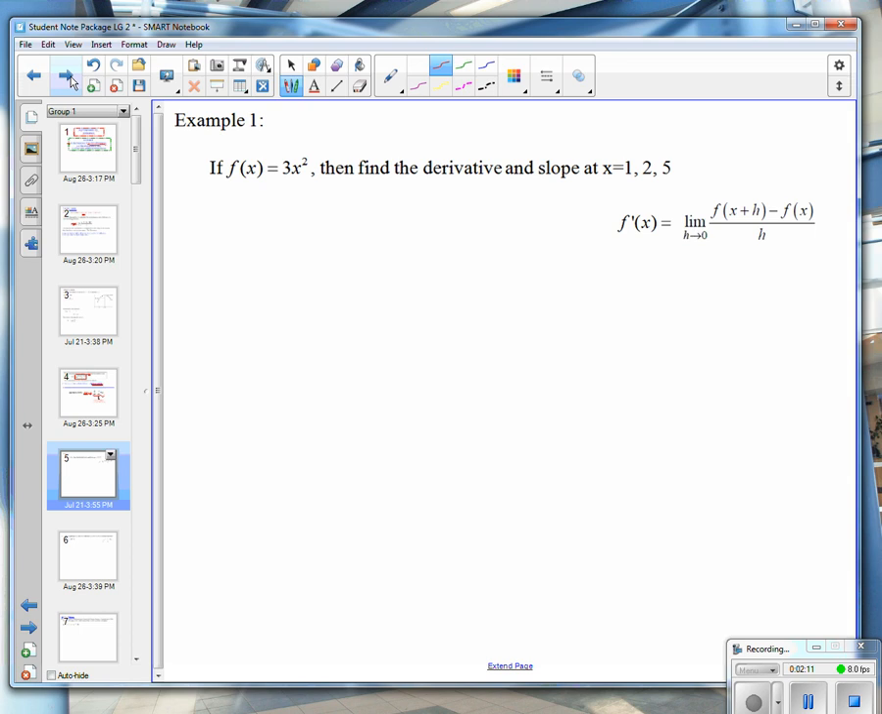If I want to go through the first example here, again, it's saying find the derivative. We're going to use that first principles formula. So we've got our function 3x squared, and it's saying find the derivative and slope, basically the same thing, at x equals 1, 2, 5. So we're going to use this formula and come up with an equation that will give us a derivative at any given point. So let's figure this out.